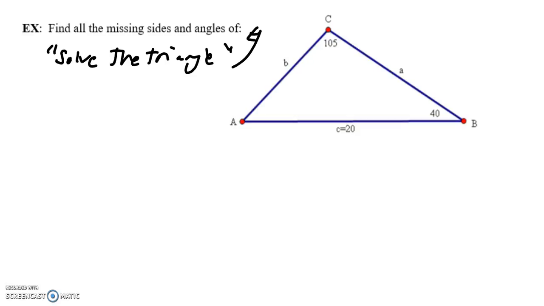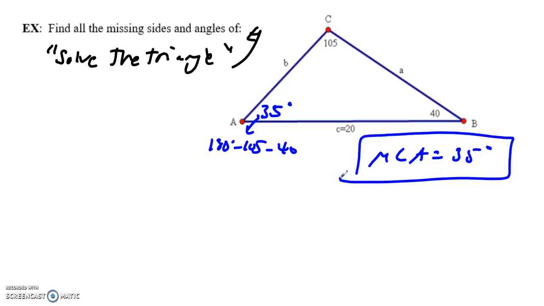So if you look at this triangle so far, a lot of you might remember that in every single triangle you've seen, the degrees always add up to 180. So if you wanted to find angle A first, you would just take 180 minus 105 minus 40, and you would get that angle A is 35 degrees. So we've already answered one of the questions for solving our triangle. The measure of angle A is 35.